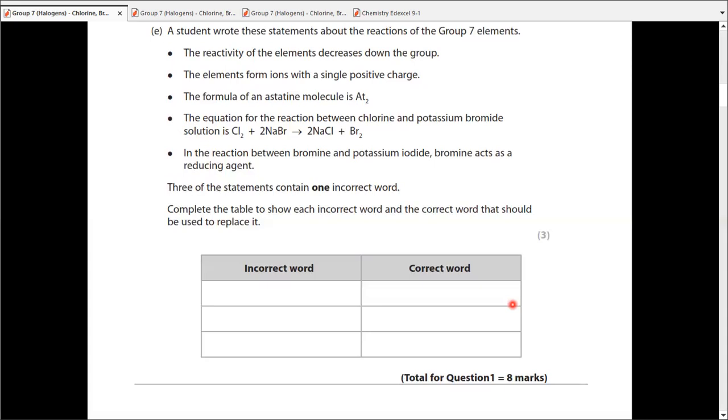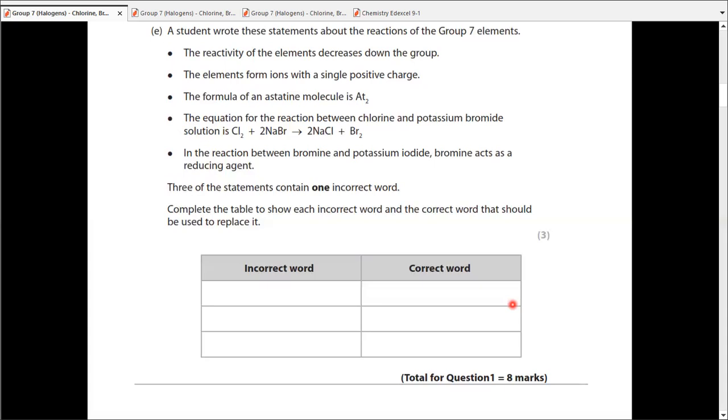Since you're correct with the first one, we can start reading from the second statement. What's wrong in the second statement, if it is wrong? If it's correct, let me know. Sir, I got it. Good, and what is it? They said positive. It should be negative. Perfect. So the first incorrect word is positive, and we need to convert it to negative.